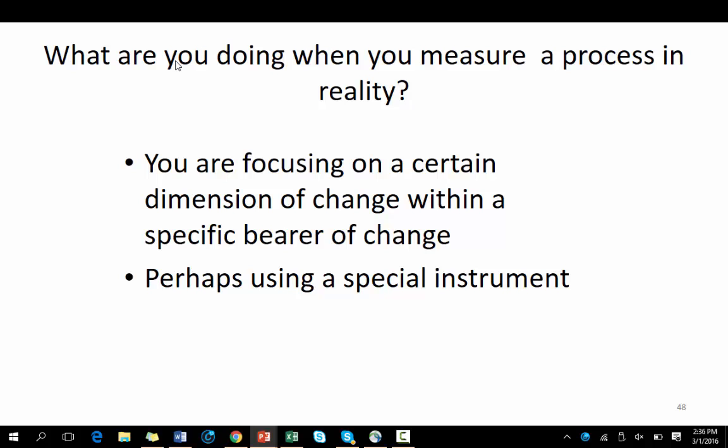So whenever we measure processes in reality, we are in fact concentrating on process profiles along specific measurement dimensions. And processes are always, or let's say generally, much more than just one measurable dimension. So this is the cocktail party problem again. There's always more going on.